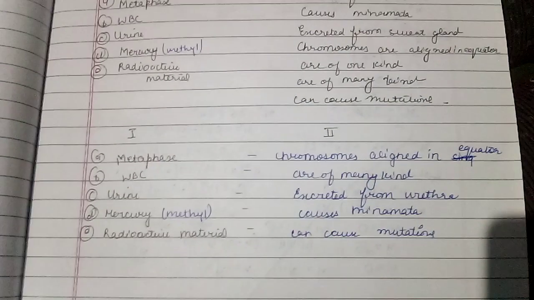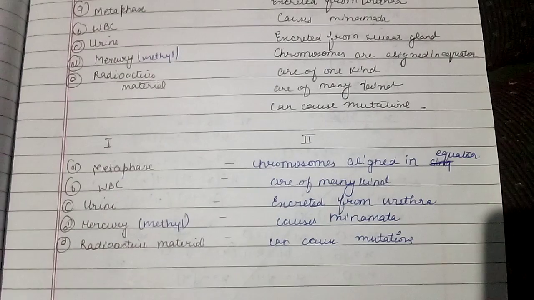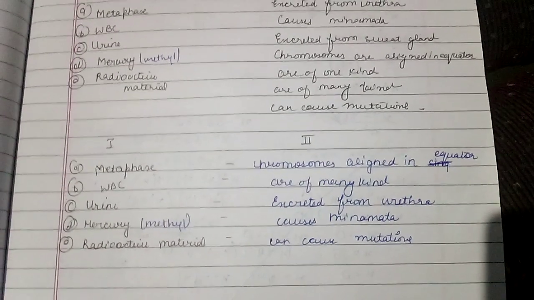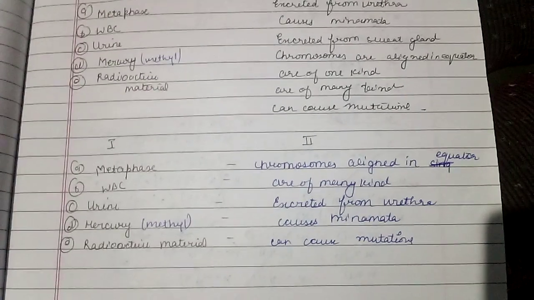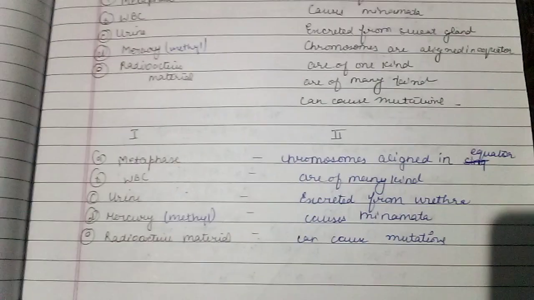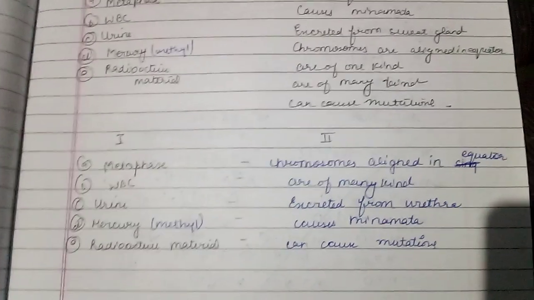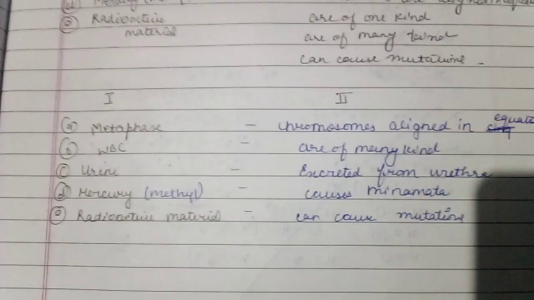Now in metaphase, chromosomes are aligned in the equator. I have been telling this in many videos. WBC are of many kinds. WBC are granulocytes and agranulocytes. Granulocytes are divided into basophils, eosinophils, and one more which I'm not remembering, neutrophils, and then there are agranulocytes, that is monocytes and lymphocytes.